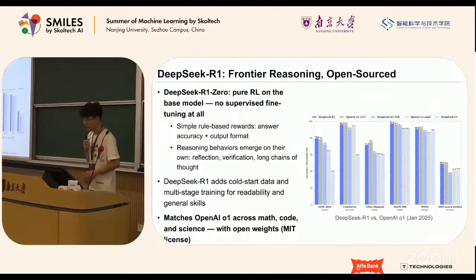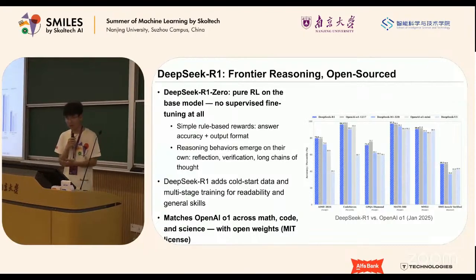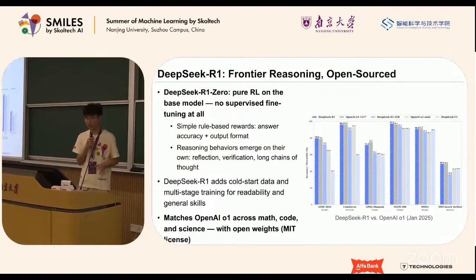A major development was the thinking models in open source communities: DeepSeek R1, which was released in 2025. DeepSeek R1-Zero was trained with pure reinforcement learning on top of the base model without any initial supervised fine-tuning, relying on simple rule-based rewards for answer accuracy and formatting. Complex reasoning behaviors such as self-reflection, verification, and long chain of thought emerged in the training process.